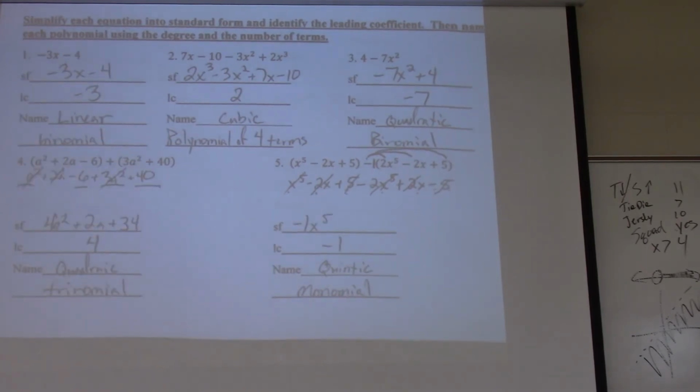Is that what you had? Leading coefficient is 4 because it's attached to the highest exponent, and it's a quadratic because it's squared, trinomial because it's 3 terms. Easy enough? Let's go to the next page.